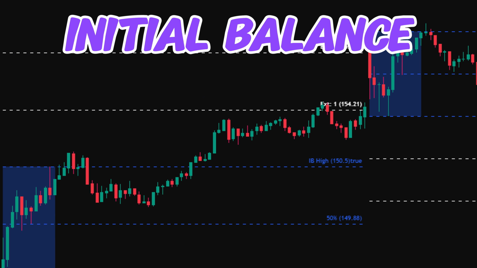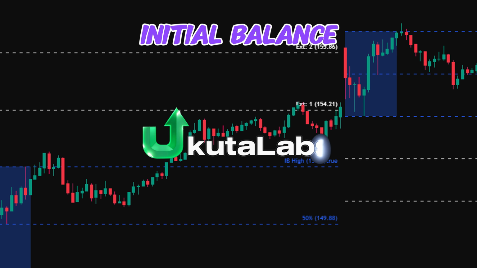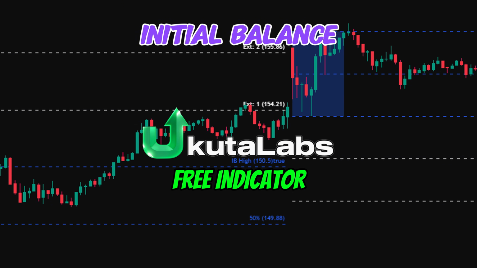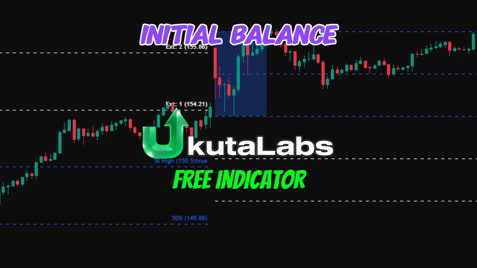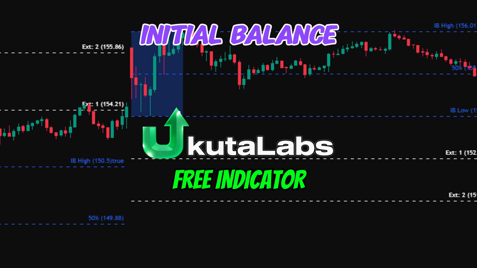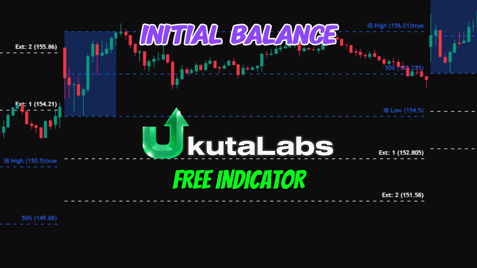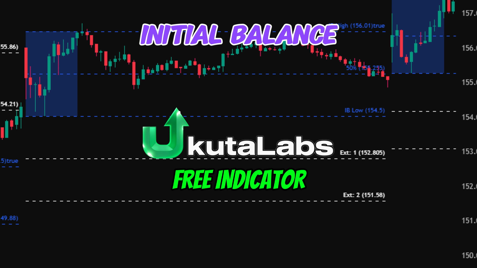This free TradingView indicator from UkutaLabs automatically defines the initial balance, defaulting to the New York session, but is fully customizable for other timeframes. It also calculates and displays custom extension levels, updating seamlessly with live market data.